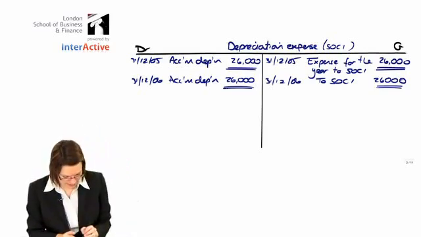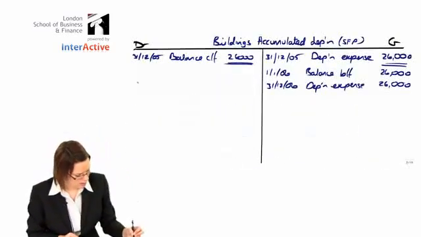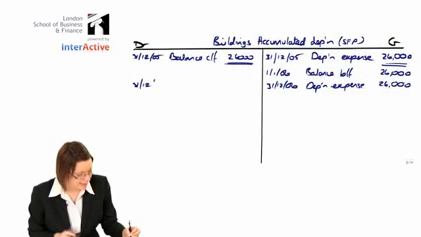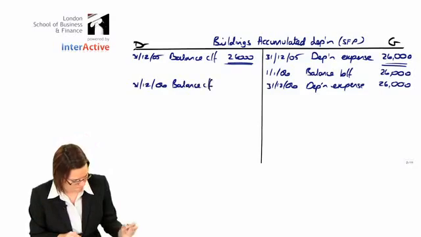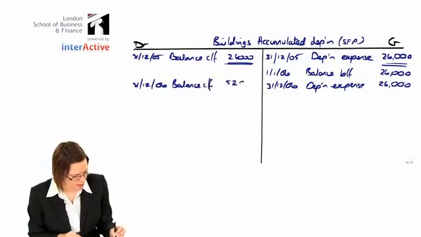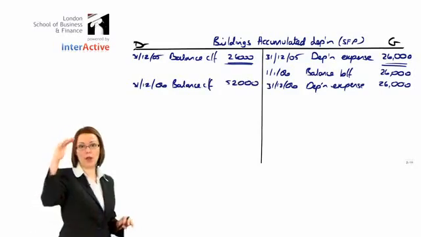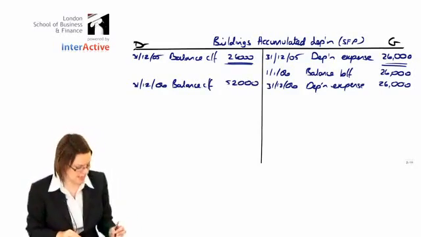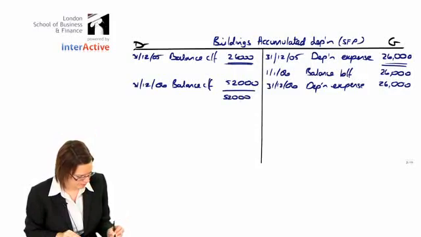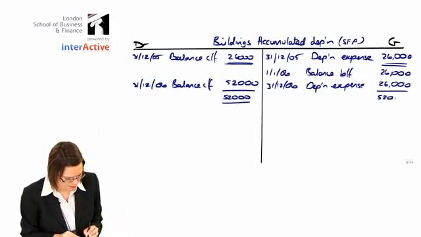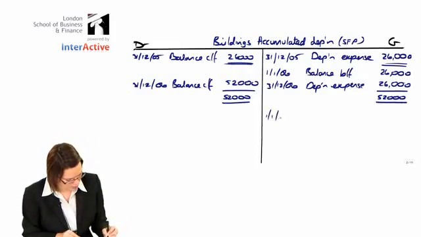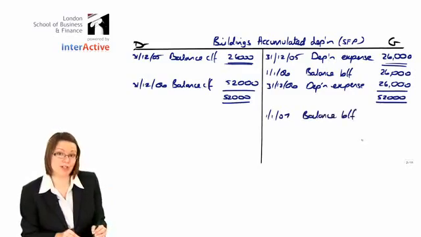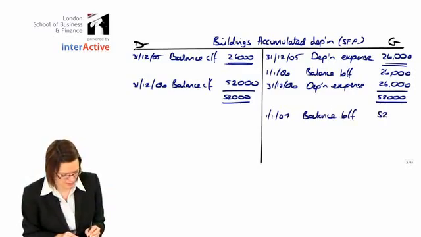Now let's have a look at accumulated depreciation. We can see that our closing balance again will be on the debit side. And the balancing figure this time would be 52,000. Opening balance plus the charge for the year. So we are going to need to do a total for this one. And then at the start of January 07, we are going to have a balance brought forward of 52,000.